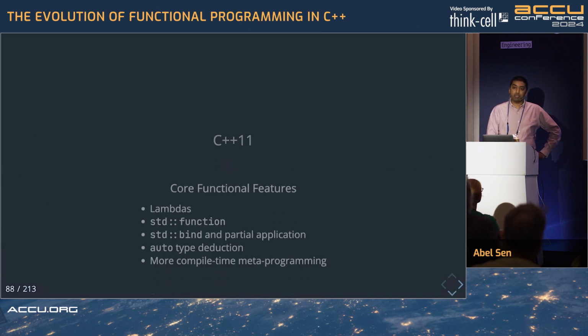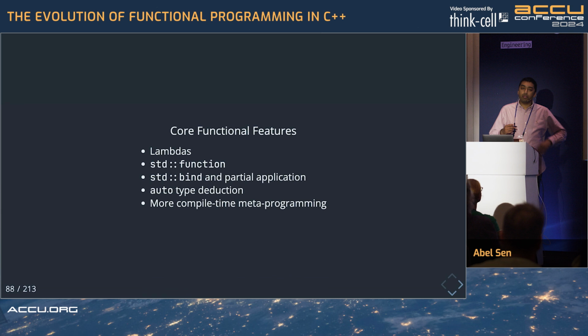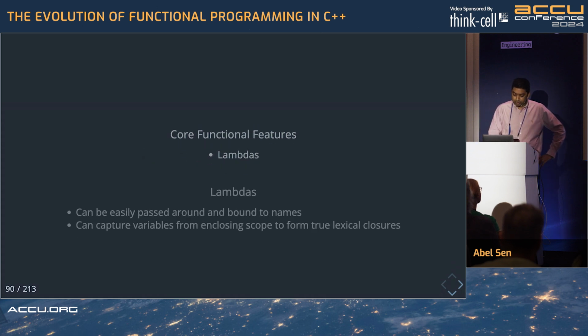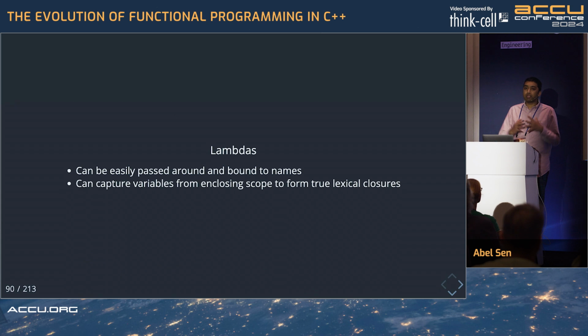So now we'll talk about C++11. There are a lot of features here: lambdas, std::function, std::bind and partial application, auto type deduction, and additional compile-time metaprogramming. The first one, lambdas. Lambdas really encode this idea of functions as first-class citizens. They can be passed around and bound to names, and they can form closures to close over the variables or values in the enclosing scope.